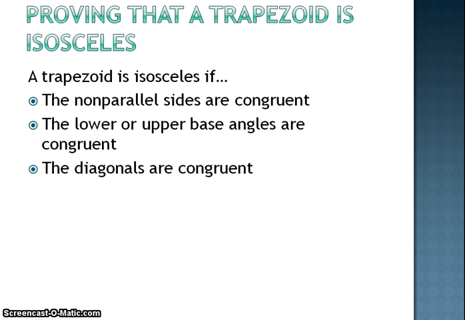Proving that a trapezoid is isosceles. A trapezoid is isosceles if the non-parallel sides are congruent, the upper or lower base angles are congruent, or if the diagonals are congruent. So if you have a trapezoid where you see that you have consecutive angles that are supplementary, proving that you have the one pair of parallel lines, then you have an isosceles trapezoid if you can prove any of those other cases.